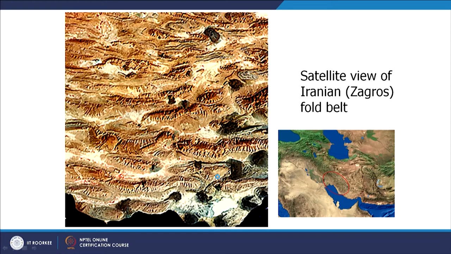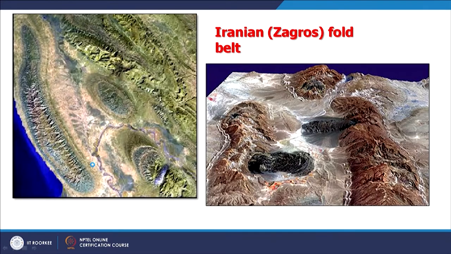This is another very famous satellite image from the Zagros mountains of Iran. That is a fold belt located here in the southwest or south of Iran. There you can see that these folds are there, their closures are there very clearly, and again it also has very little vegetation, so it becomes much easier to make interpretations.